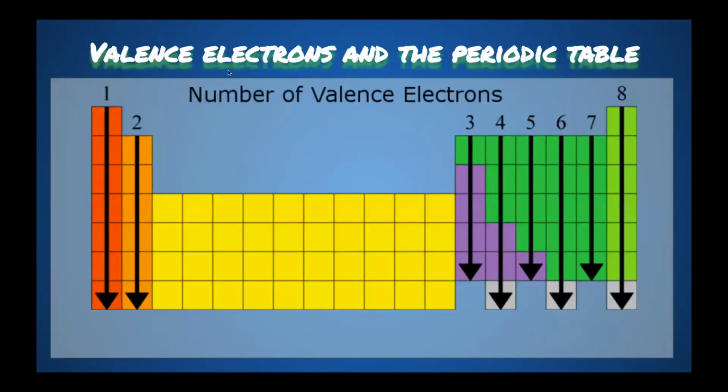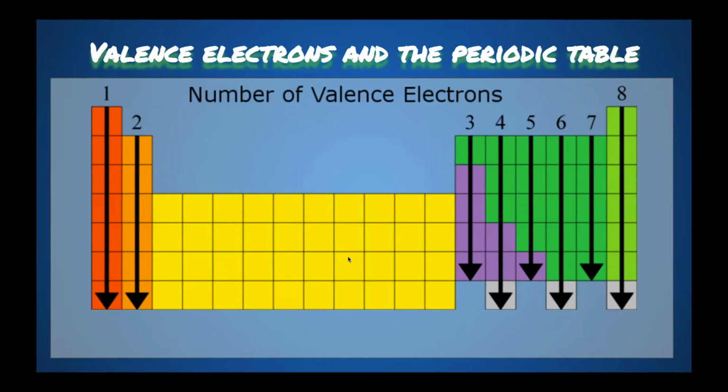So if you look at the periodic table again, the elements are taken out, but this is just kind of a basic map and layout. All of the elements in the first column going down have 1 valence electron. Then the next row, there's 2.